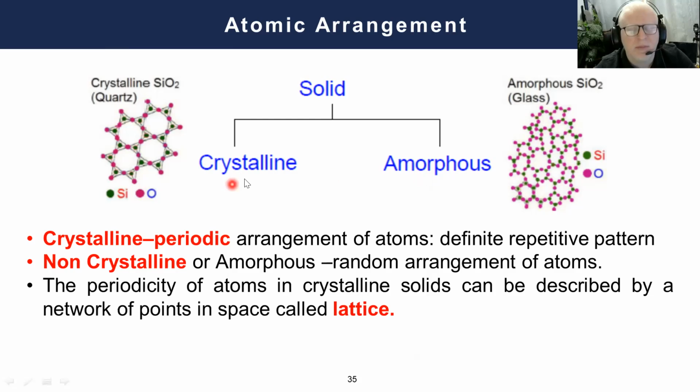In the crystalline material, we have some sort of periodicity. I mean, atoms are arranged in a periodic way. There is some sort of repetition in the atom arrangement, and that's why we call this a crystalline material. However, if we have a random distribution of the atoms inside the material, we call this material an amorphous or a non-crystalline material. So these are the two big families of material.